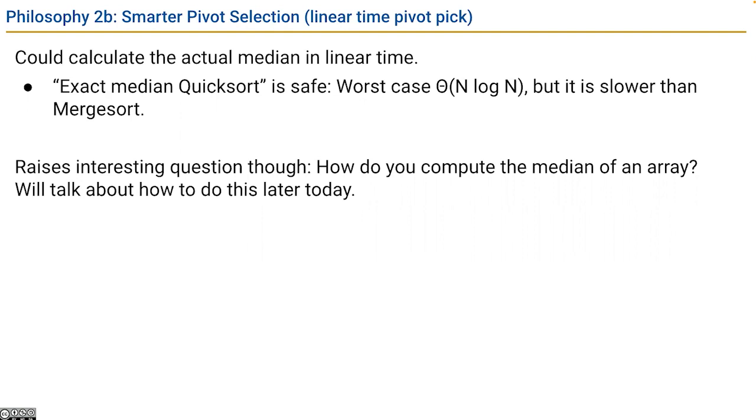Yeah, you're always dividing exactly in the middle. So you could write an exact-median Quicksort, but in that case, while it is n log n, it would be worse than merge sort in terms of performance. We'll run the timing test in a little while. Now this does raise an interesting question: how do you get the median of an array? What's the algorithm for that? We'll get to that in a bit.